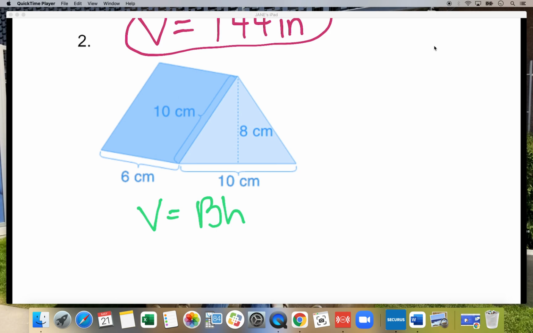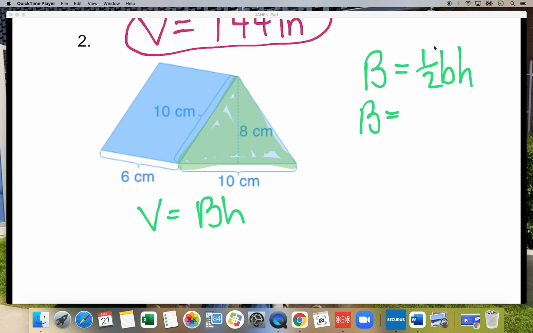If I take a look at the base, because I say triangular prism, the base of this figure is going to be a triangle. So I'm going to go off to the side. The area of the base is 1/2 base times height. Now I'm looking at the base of that triangle. The base of the triangle is going to be my 10. And it's very convenient because the height they gave me is 8.